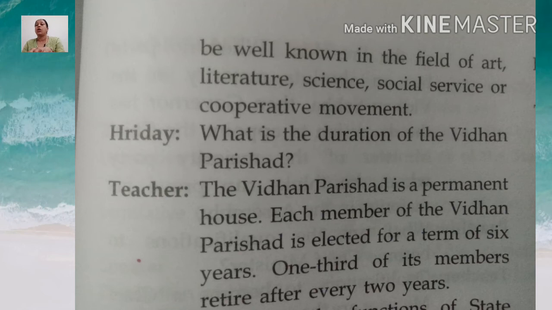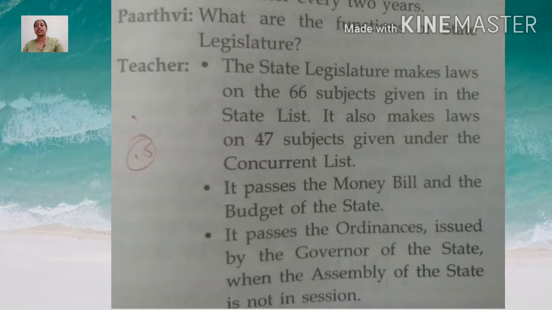Now Parthiv is asking what are the functions of the state legislature. What is the work of that? The state legislature makes laws. That is the function of the state legislature, that it makes laws on the 66 subjects given in the state list. It also makes laws on 47 subjects given under the concurrent list. It passes the money bill and the budget of the state.